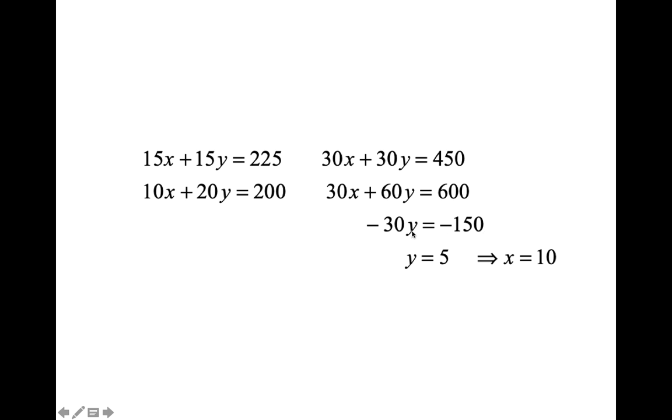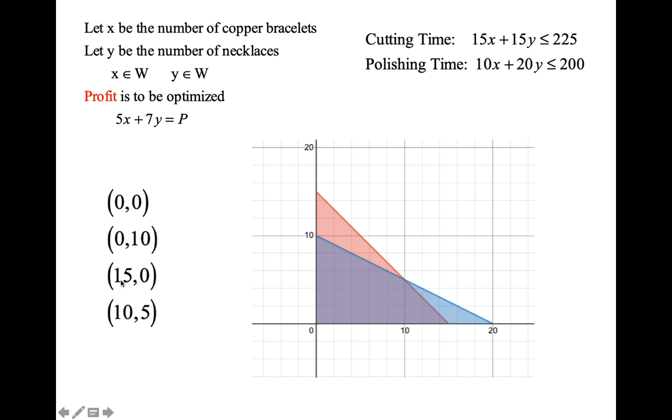And when I'm finished, y turns out to be a 5. And I know by substituting it back into one of these equations that if the y is a 5, then x turns out to be 10. So my missing point is 10, 5. This point right here is 10 and 5. So now I know all 4 vertices of my feasible solution area.